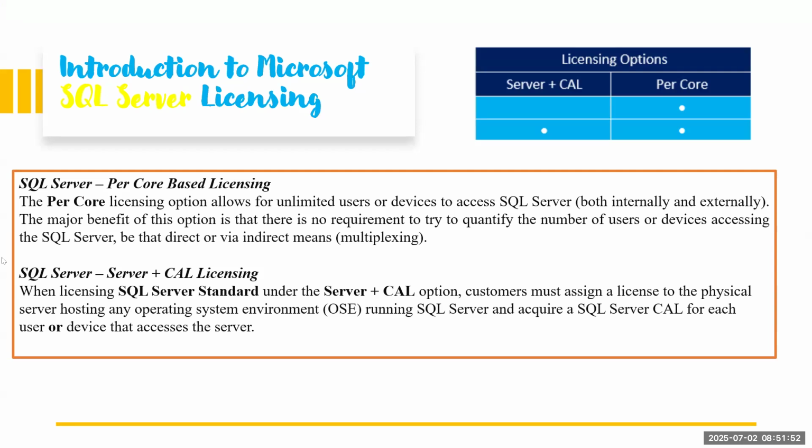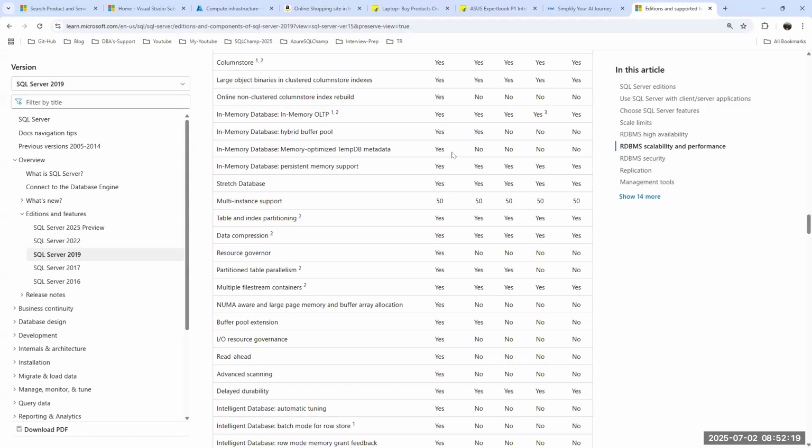So if you want to understand licensing, you should know about the editions. We have different types of editions. Out of these, two are very important: enterprise edition and standard edition. The standard edition license cost is 3 times lower than enterprise edition. If you really need an enterprise feature, then only go for enterprise edition, sir. Otherwise, go for the standard edition. For example, if I need Resource Governor, then definitely I need to go for the enterprise edition.